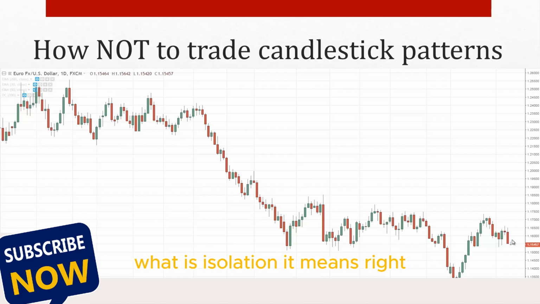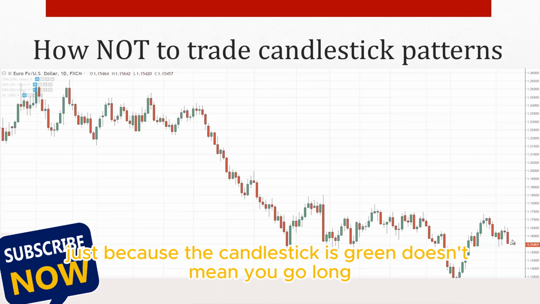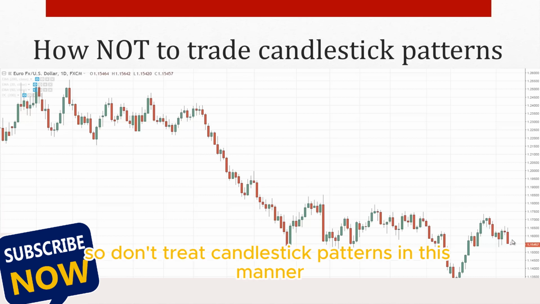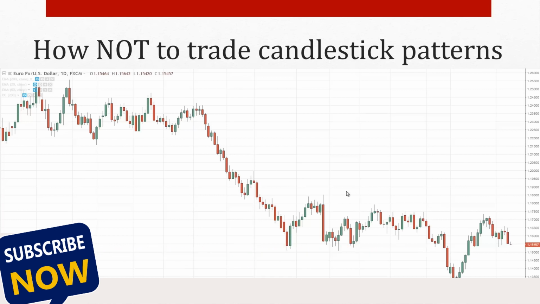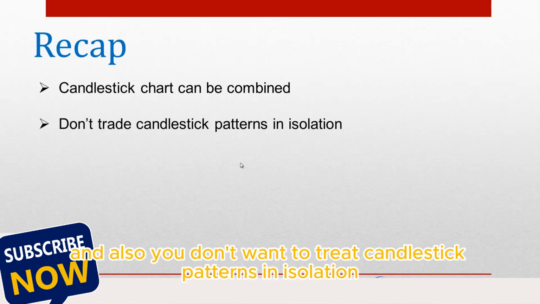What is isolation? It means you don't want to trade candlestick patterns by and of itself. Just because the candlestick is green, it doesn't mean you go long. Just because it's red doesn't mean you go short. That's what I mean by isolation. So don't trade candlestick patterns in this manner. Okay, just a quick recap: candlestick charts can be combined, as I've shared with you earlier, and you don't want to trade candlestick patterns in isolation.